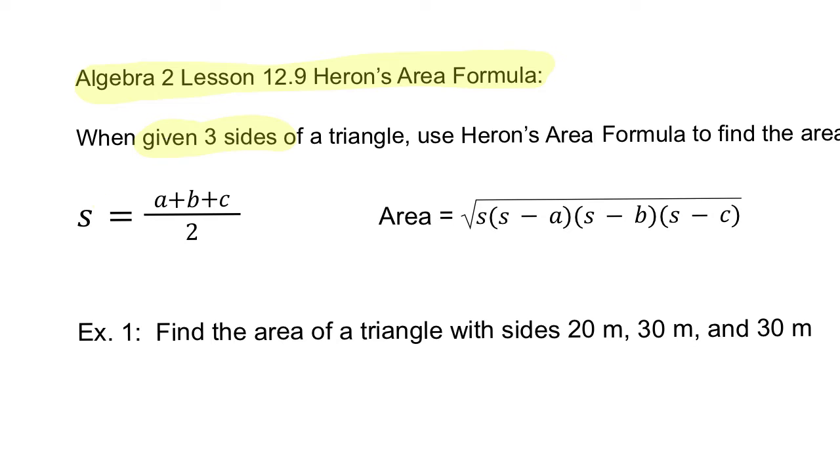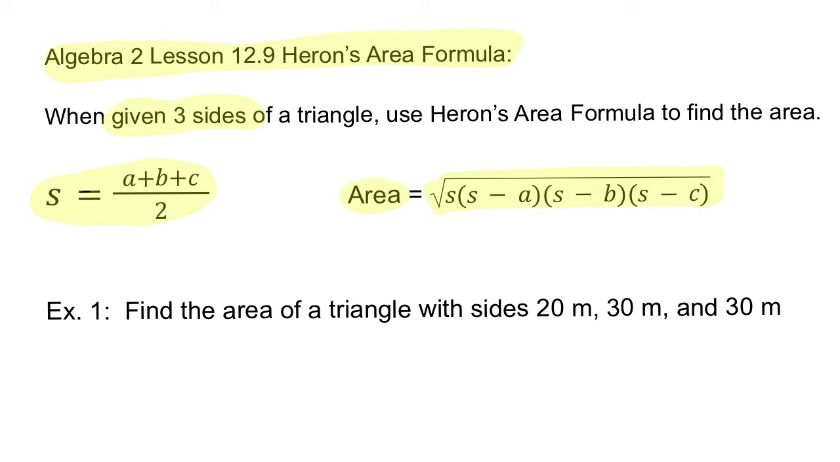Here's the formula. S is equal to A plus B plus C, all the sides added together. Notice it's divided by 2. And then it is all going to go under the square root. So this is how you actually find the area. You take the square root of S times S minus A times S minus B times S minus C.